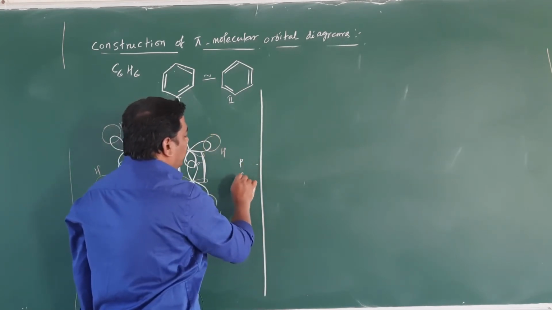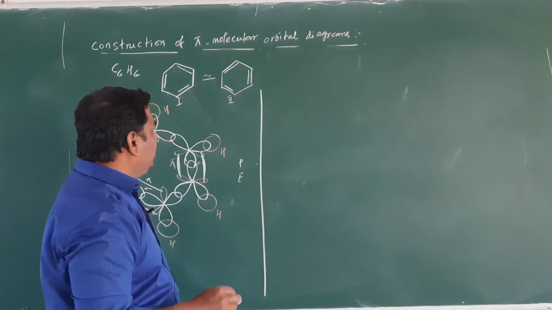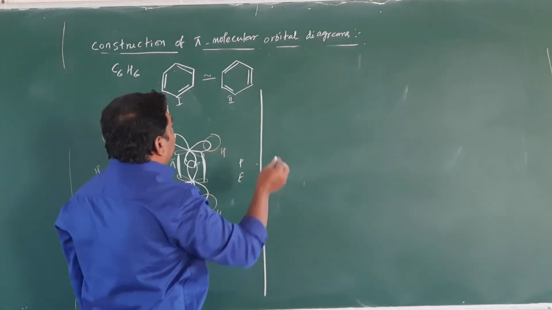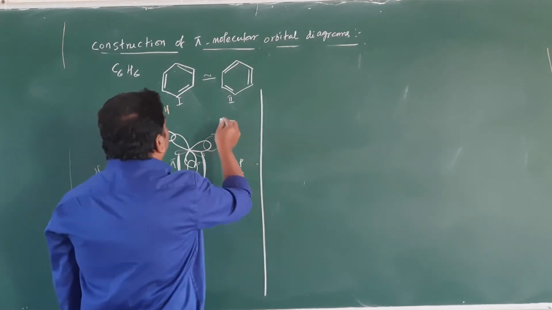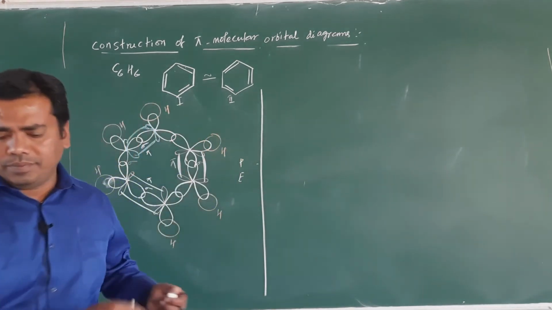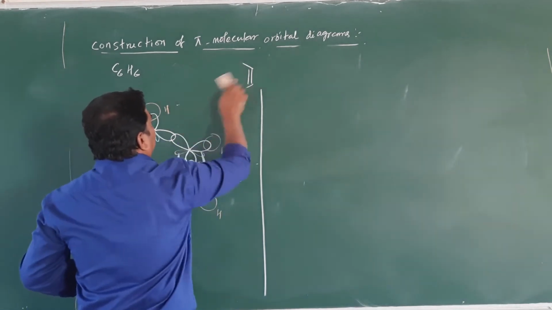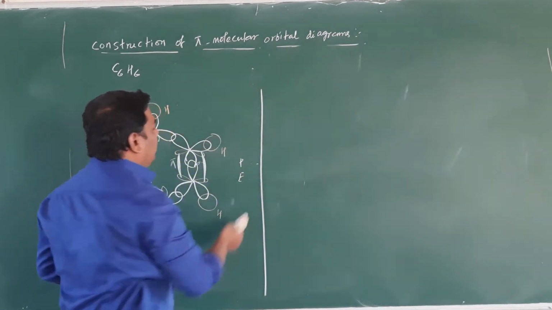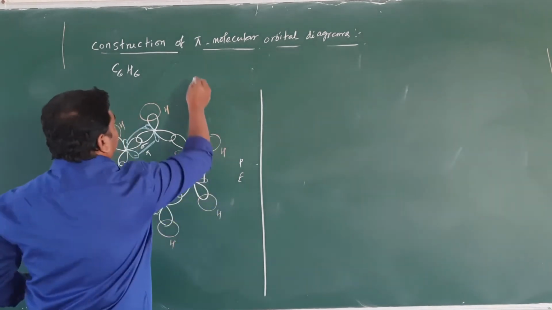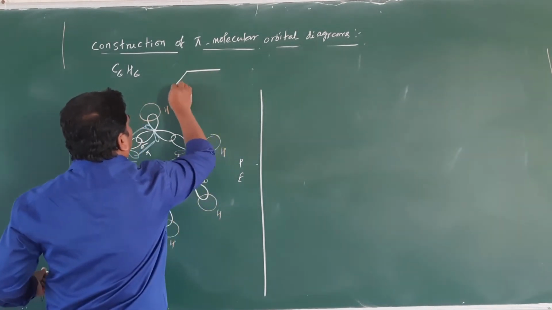So potential energy. Okay, right. Here I will write the 6p orbital, the pz orbital. So this is the 6 pz orbital, student. Here it is a planar molecule.